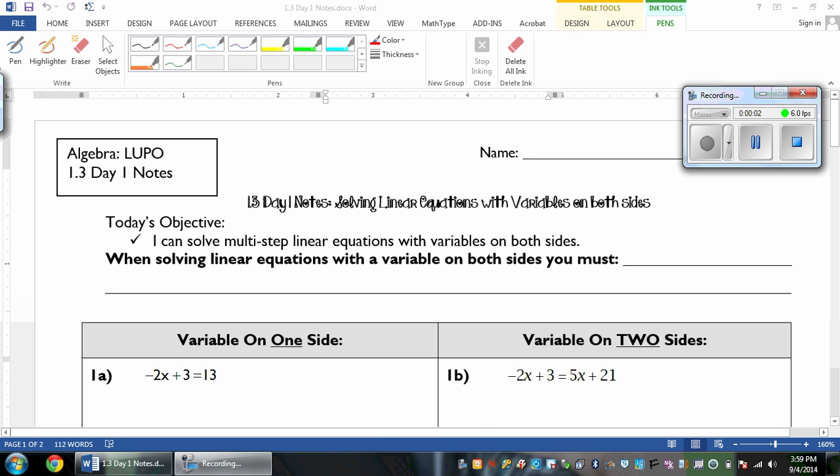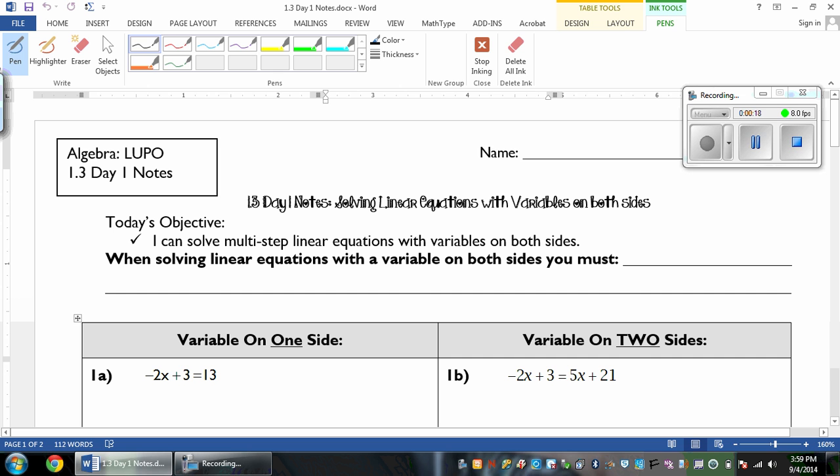Alright, hello everybody. So we are going to go through 1.3 day 1 notes. And recently we've been solving equations with variables on one side, but today we're going to switch it up and have variables on both sides.